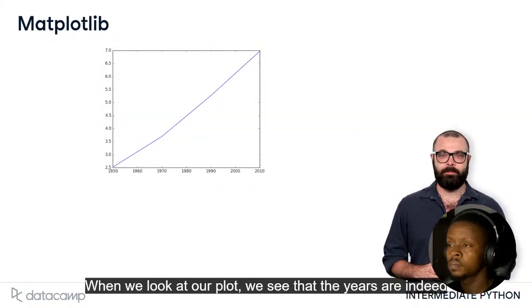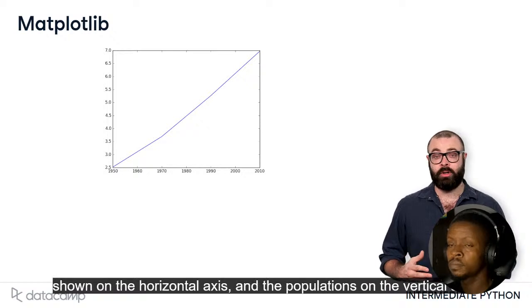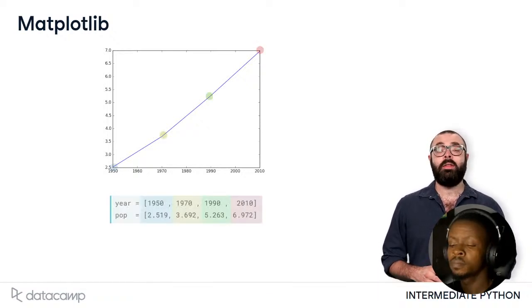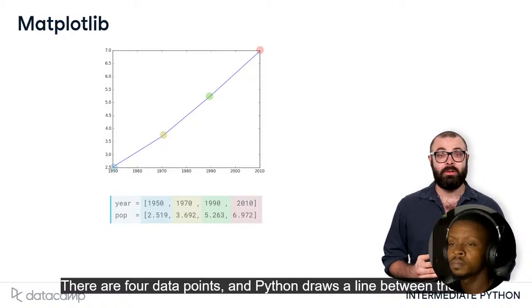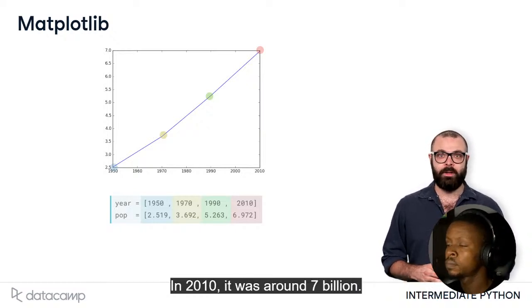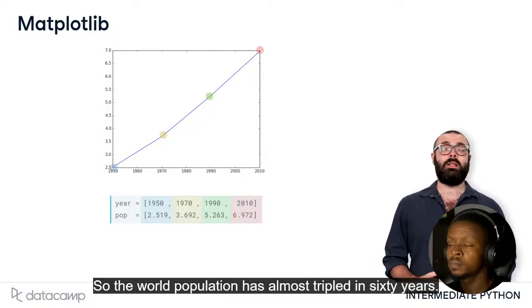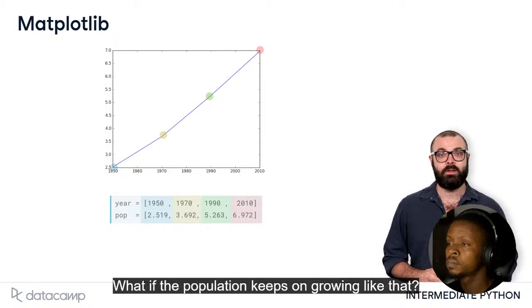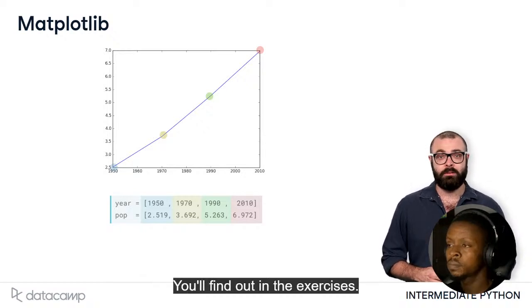When we look at our plot, we see that the years are indeed shown on the horizontal axis and the populations on the vertical axis. There are 4 data points, and Python draws a line between them. In 1950, the world population was around 2.5 billion. In 2010, it was around 7 billion. So the world population has almost tripled in 60 years. What if the population keeps on growing like that? Will the world become overpopulated? You'll find out in the exercises.